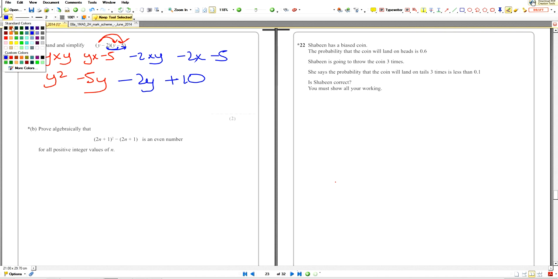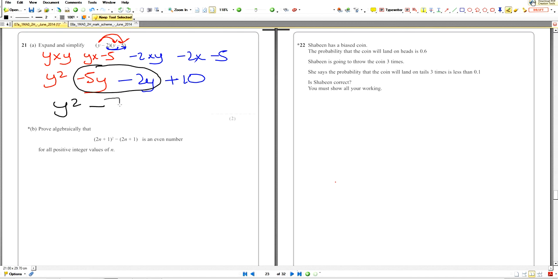What do we get? The y squared stays as y squared. This part here simplifies because they're both y terms, collecting like terms. That gives us minus 7y, and that part stays the same, plus 10. Okay, Ifra, you got that? Did we get y squared minus 7y plus 10? Yeah. And the answer goes here.